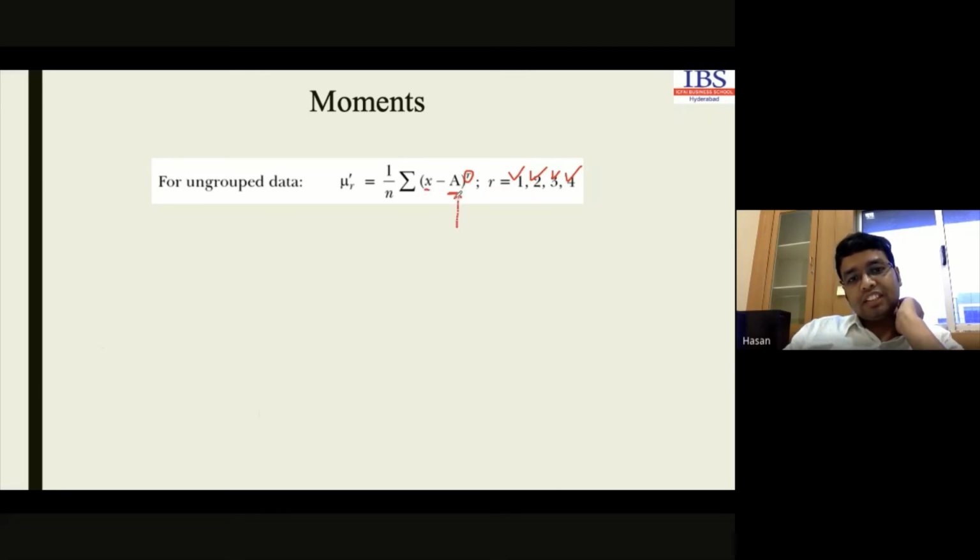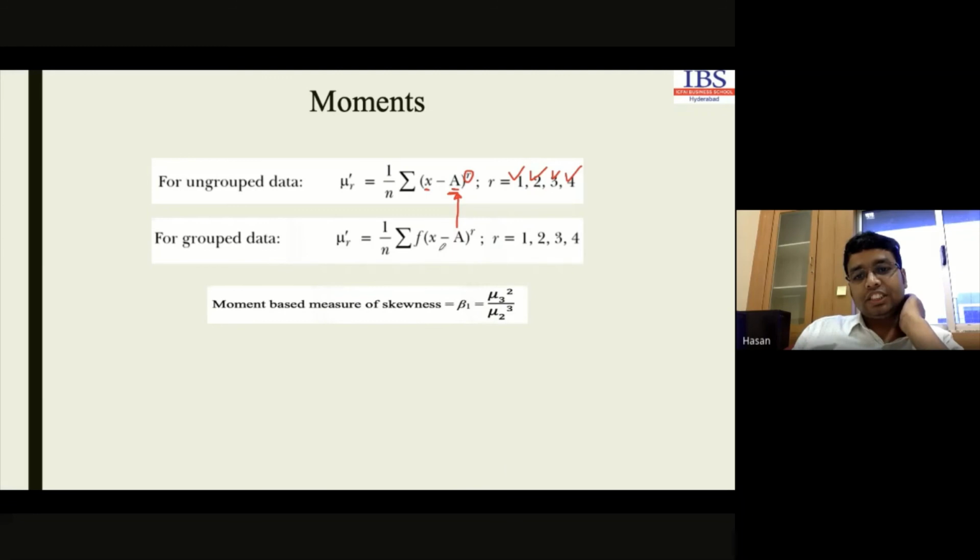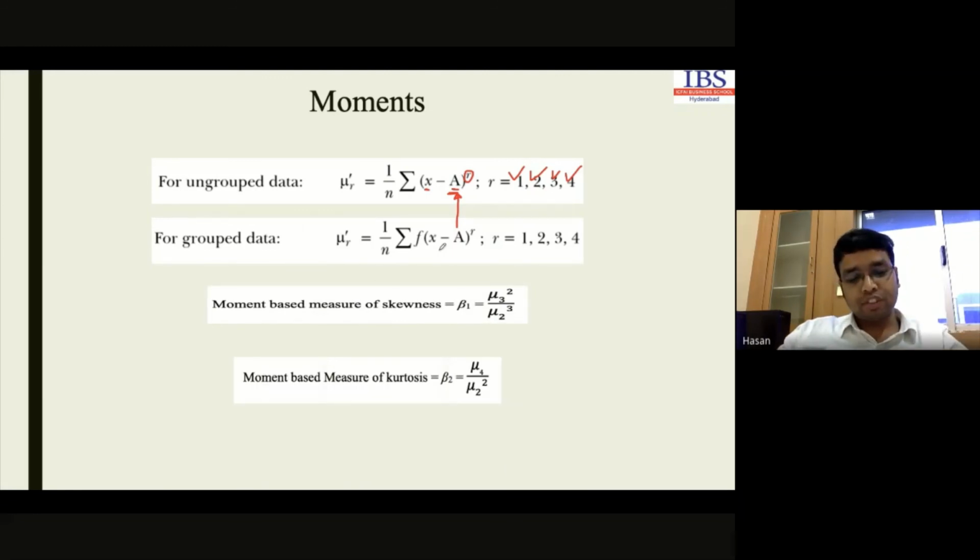Okay, so if we take the deviation here with respect to the origin, then it is known as moments with respect to the origin. If it is with respect to the mean, then it is moment with respect to the mean, that means center. So in this way you can calculate. Okay, so based on this we can easily compute the skewness and kurtosis also. So this is it up to this today.